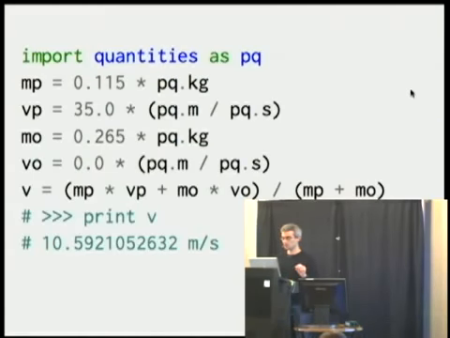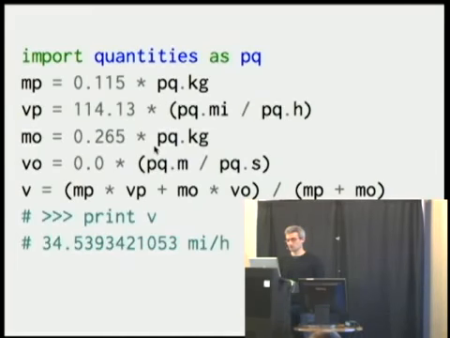So to take that same example and add quantities to it, I'm going to import the quantities package. We tend to use this short form of PQ for physical quantities or Python quantities. I just multiply all of my magnitudes by the unit that's corresponding to them. So kilograms for my masses, meters per second for my velocities, and then when I print out my final answer, it tells me what unit this is in, which is great.